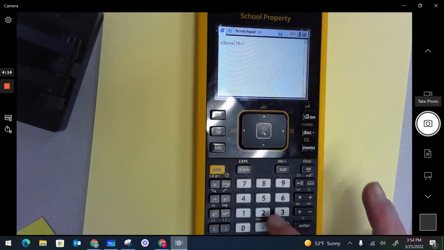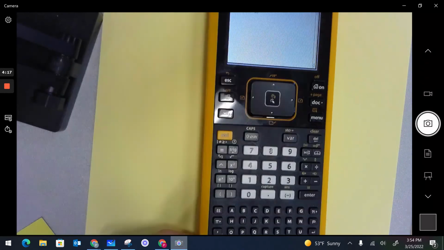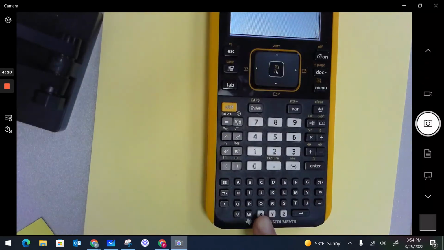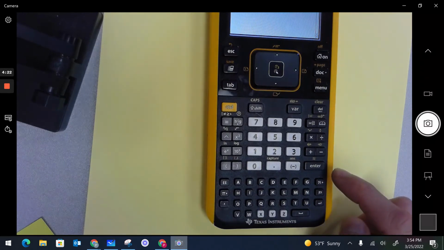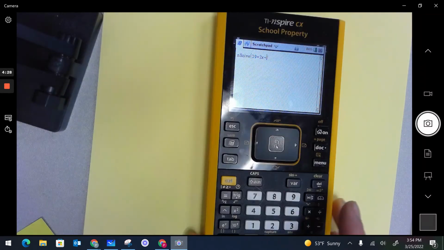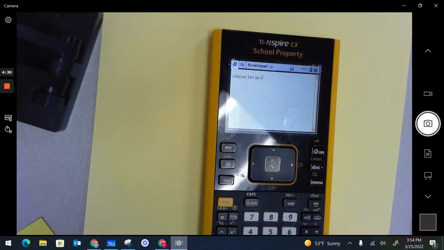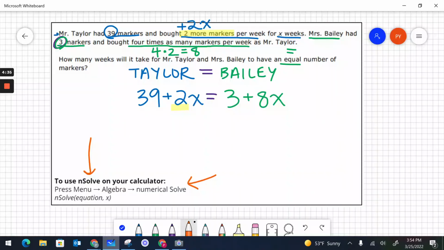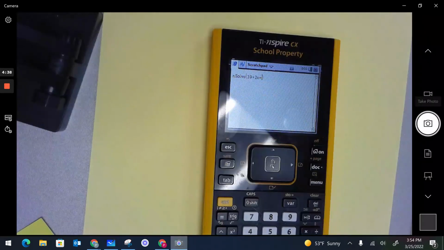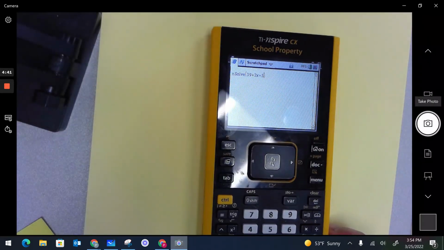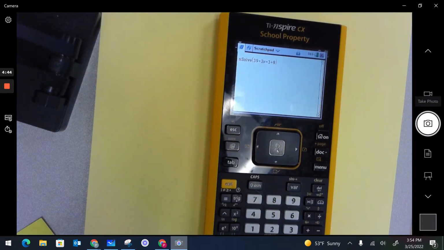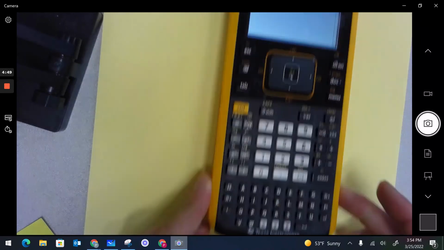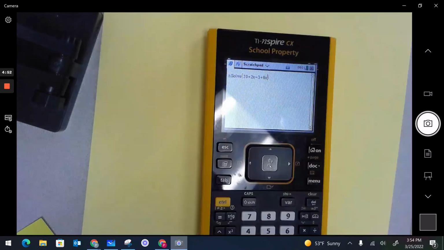39 plus 2x, x is at the bottom here, right there, equals, which is here, and I forgot what it was. It was 3 plus 8x. Now I've typed in the equation.